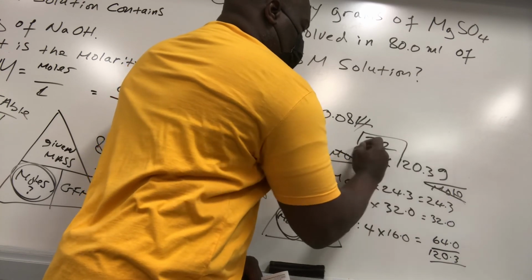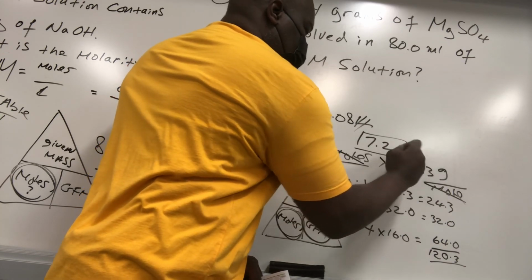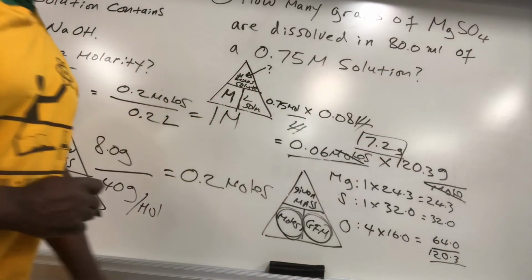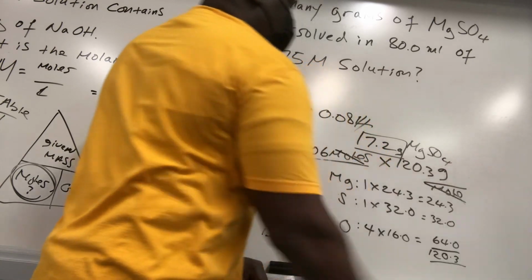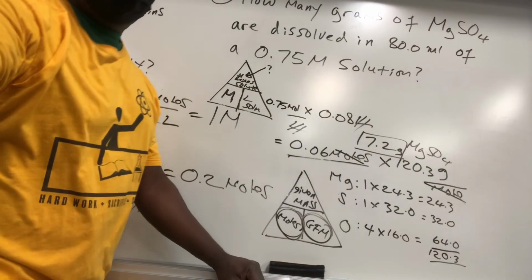Now, I'm not using sig fig rules, guys, so don't write it. So 7.2 grams of MgSO4. Final answer, you're done.